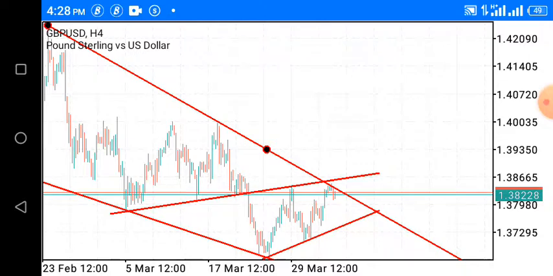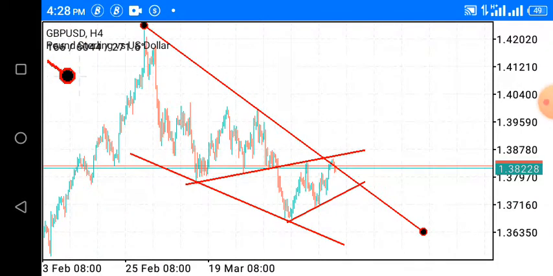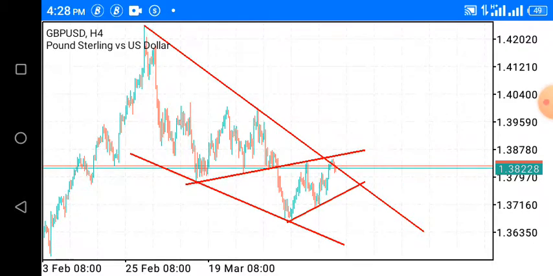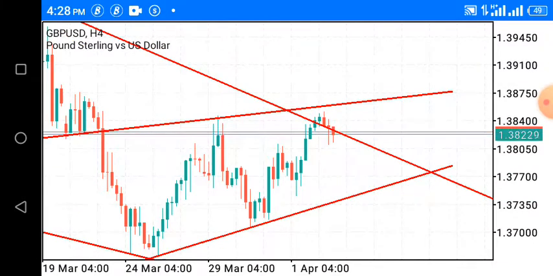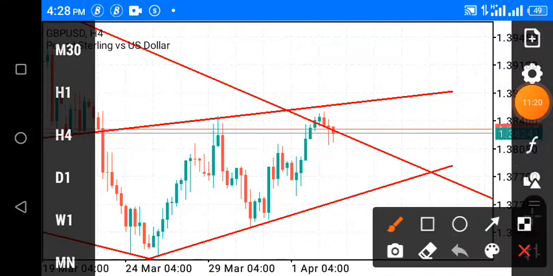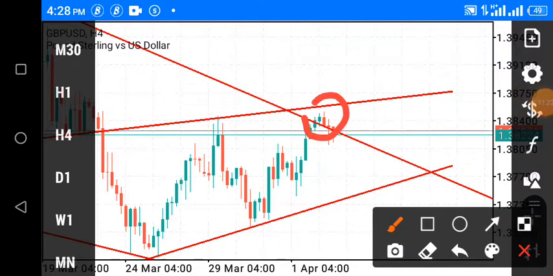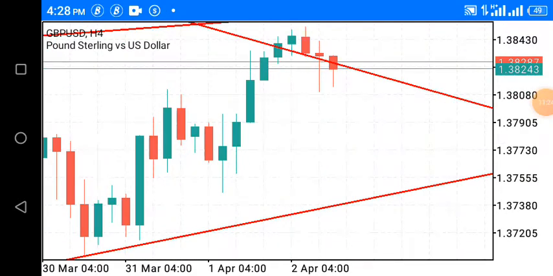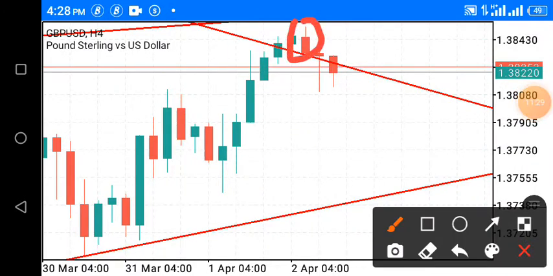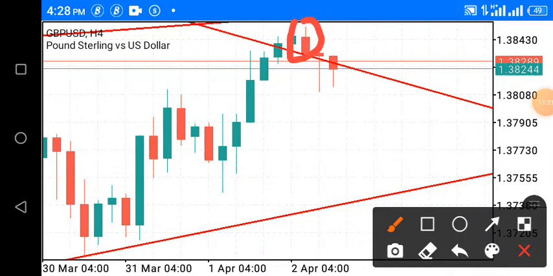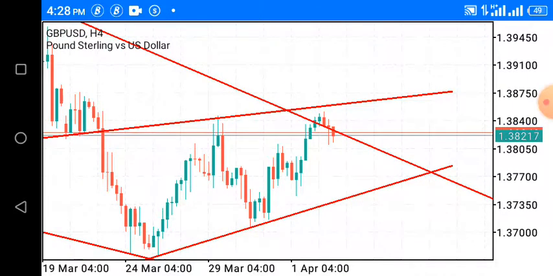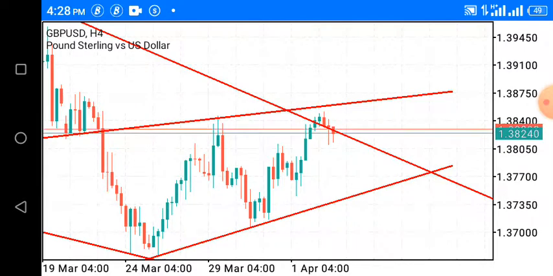Note that why I entered was that I saw this bearish engulfing. There was a reversal pattern here, bearish engulfing there, bearish engulfing, see it there, look at it here. So I entered because of that. So I'm expecting price to still continue lower. Okay, so let's keep an eye on it.